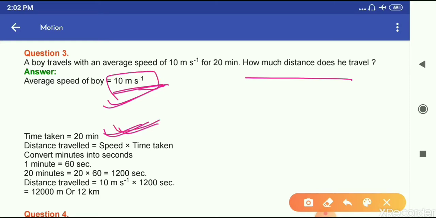So to change this minute to second, multiply it by 60. On multiplying it by 60 we get the answer 1200 second. Now keeping these both values of speed and time in this relation, distance is equal to speed into time, we get the answer 12,000 meter, or we can say 12 kilometer.